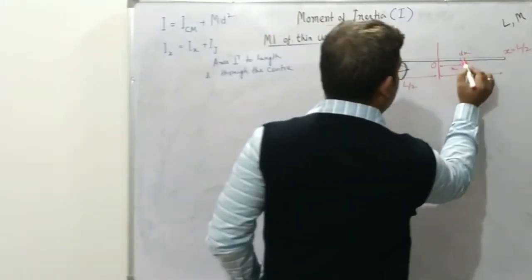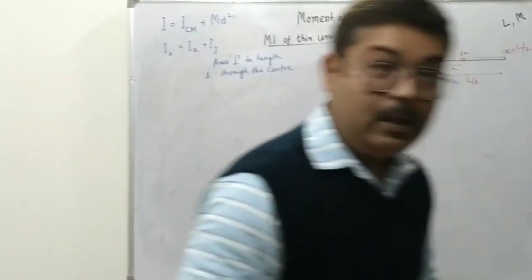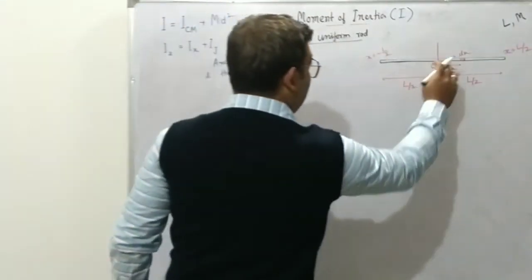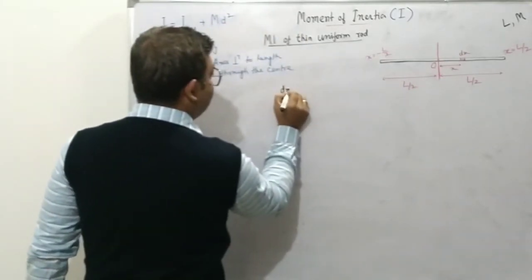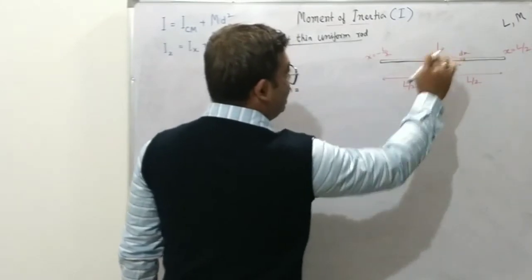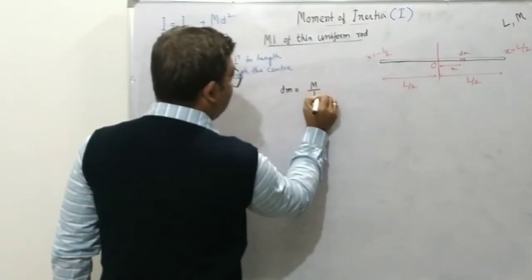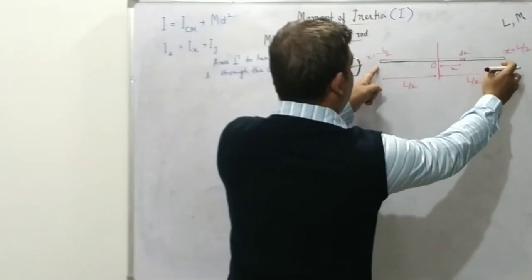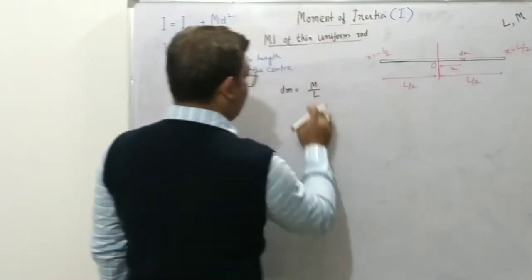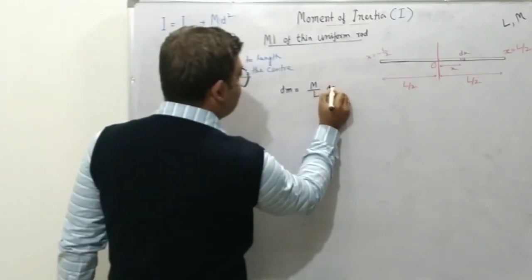This elemental length is dx. If it is so, what will be the mass of the dx? Let's call this dm, which will be equal to mass per unit length of the rod multiplied by dx. Mass per unit length of the rod will be M by L. Total mass is M and total length is L. So M by L will give us mass per unit length, multiplied by dx.